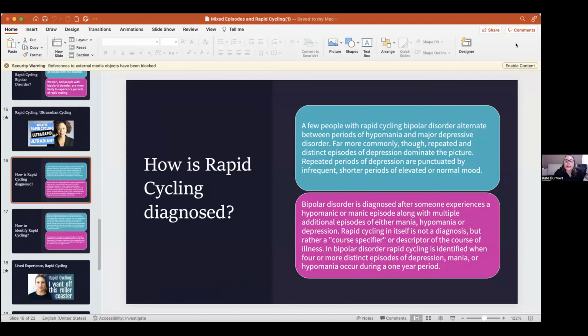So how is rapid cycling diagnosed? And she basically described this. Few people with rapid cycling cycle between periods of hypomania, which we talked about, and major depressive disorder. However, it's far more common to have repeated and distinct episodes of depression. And that's one reason why she said that it's more common in bipolar 2 disorder, because people with bipolar 2 disorder experience depression and hypomania, but they don't experience a full-on manic episode. If you were to experience a full-on manic episode, then you would be diagnosed with bipolar 1 disorder.